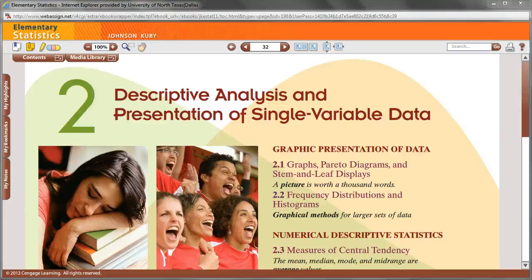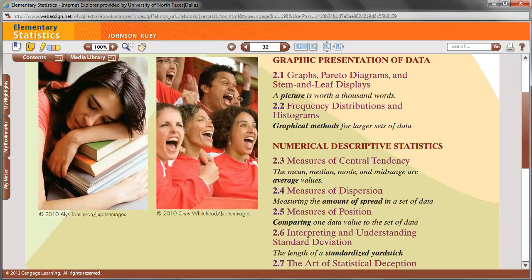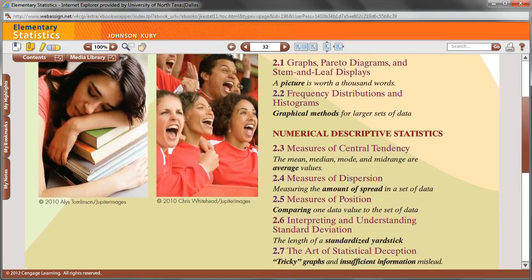Welcome back, students. Let us now go over to the second half of Chapter 2, Numerical Descriptive Statistics. We have these sections, Section 2.3 to 2.7, but the last one, 2.7, I'll cover it only if I have time, otherwise I'm going to skip it. It's not that important.